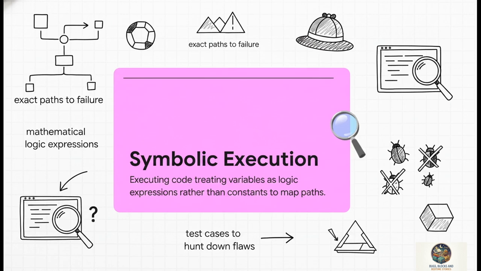Enter dynamic symbolic execution. Instead of testing with constant numbers, this method executes code treating variables as mathematical logic expressions. It automatically maps out exact paths to failure. The source material highlights an advanced research tool called Muggle that uses this hybrid approach. It acts like an automated super detective, generating incredibly precise test cases to hunt down complex flaws.